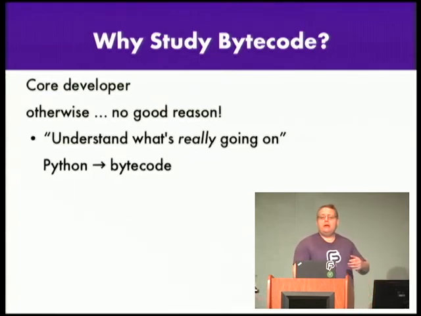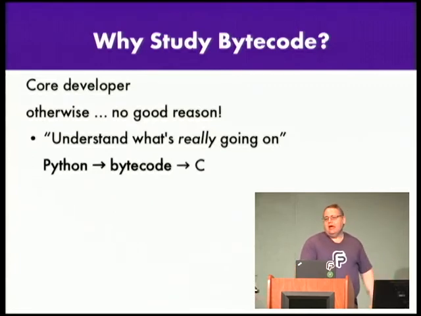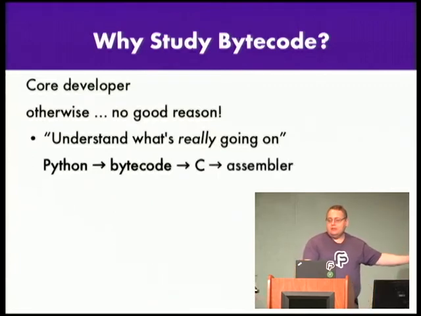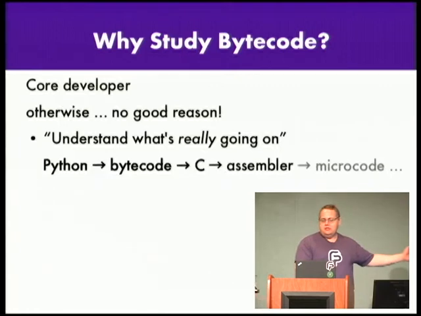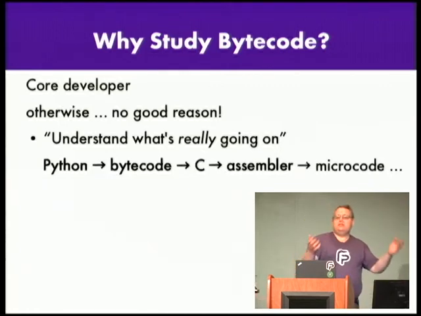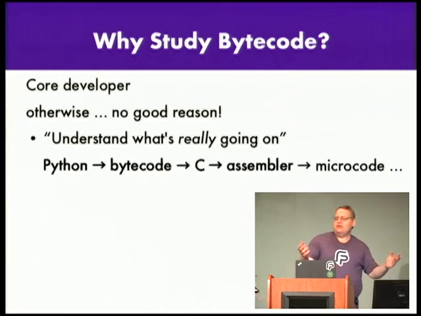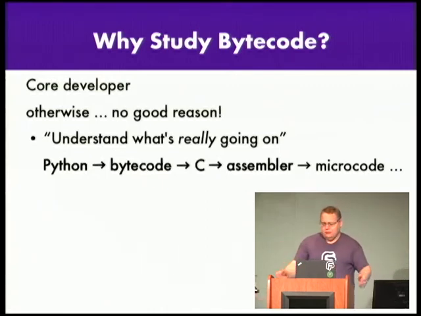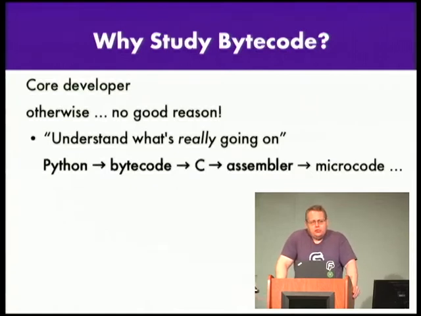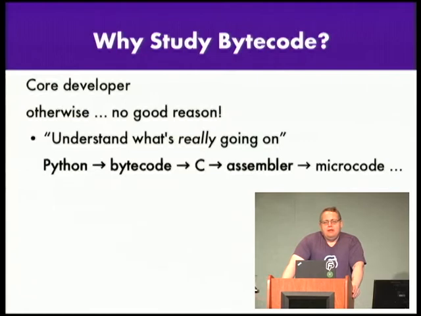Because in order to understand bytecode, you really have to understand C. And to understand C, you really should understand assembler. And to understand assembler, you kind of need to understand the microcode on your CPU. And to understand microcode, you need to understand transistors and semiconductors. And to understand those, you need to understand physics and electricity and quantum mechanics. And I will assure you, ladies and gentlemen, that you can live your entire life and be a very productive Python programmer until the end of your days and never understand quantum mechanics. So I don't think that's all that compelling.